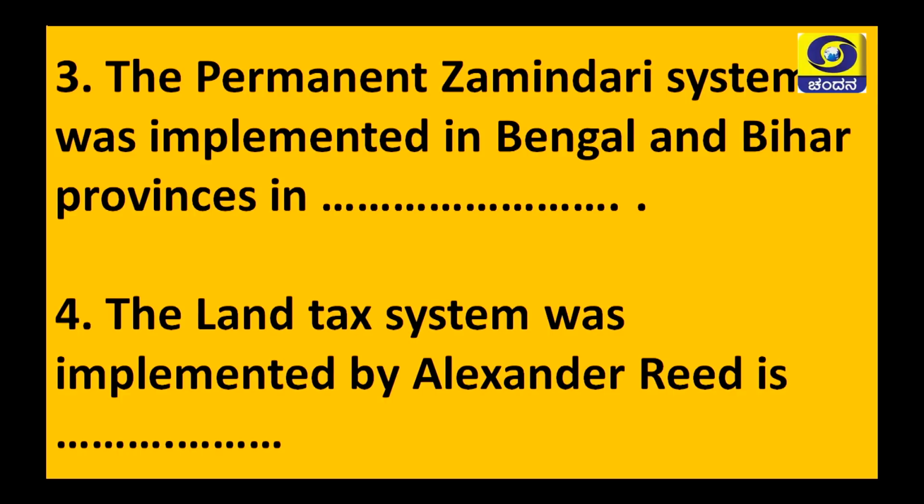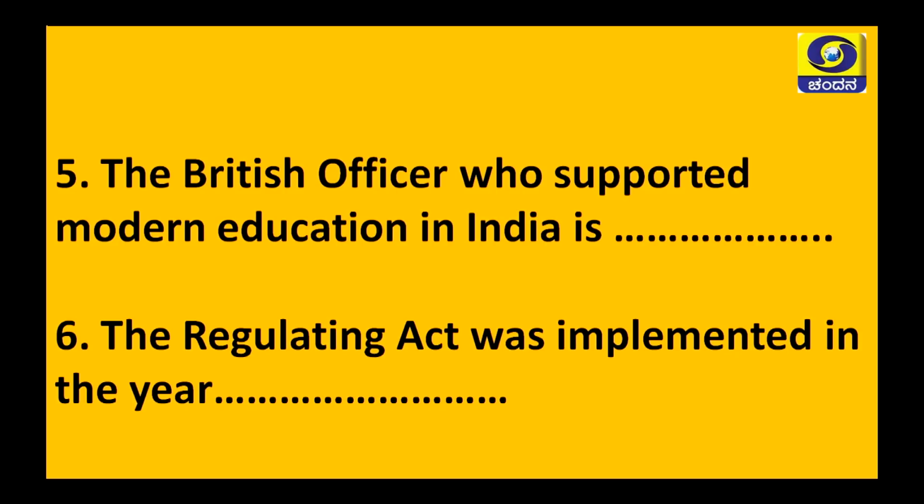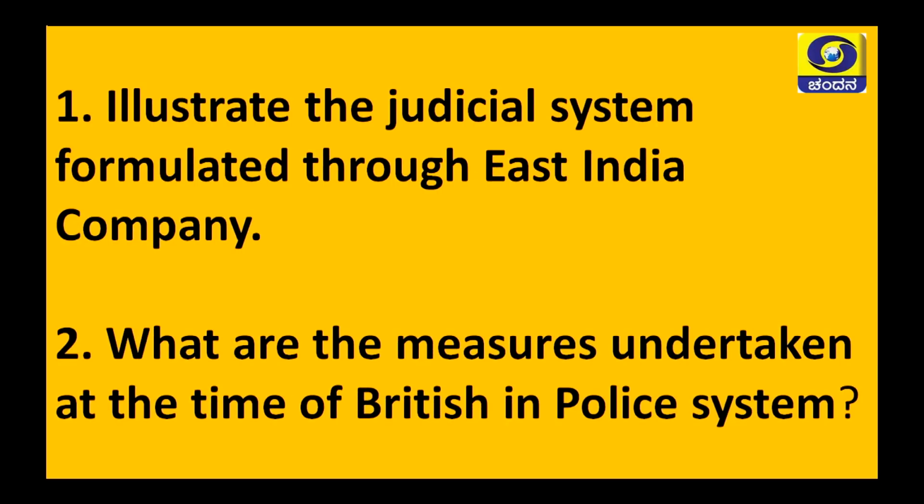Fourth, fill in the blank: the land tax system was implemented by Alexander Reed. It is nothing but the Raithwari system. The fifth, fill in the blank: the British officer who supported modern education in India is none other than, again, Warren Hastings. Sixth one: the Regulating Act was implemented in the year 1773. Dear students, let us learn some more questions in detail.